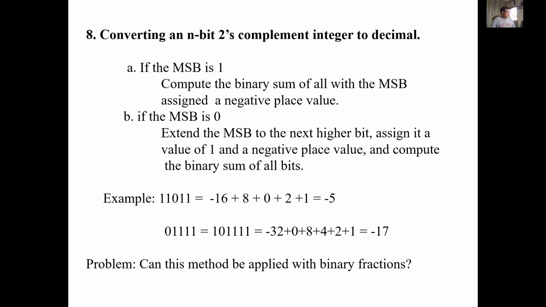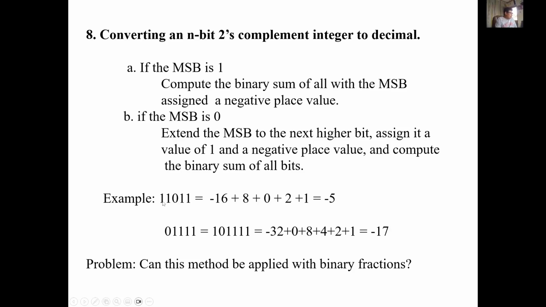I hope you follow. So take note of this. Look at the MSB. If it's a 1, you assign it a negative value and compute the sum. If it is a 0, you extend the most significant bit to the next higher bit, and assign it a value of 1 and a negative place value. Let's have an example.